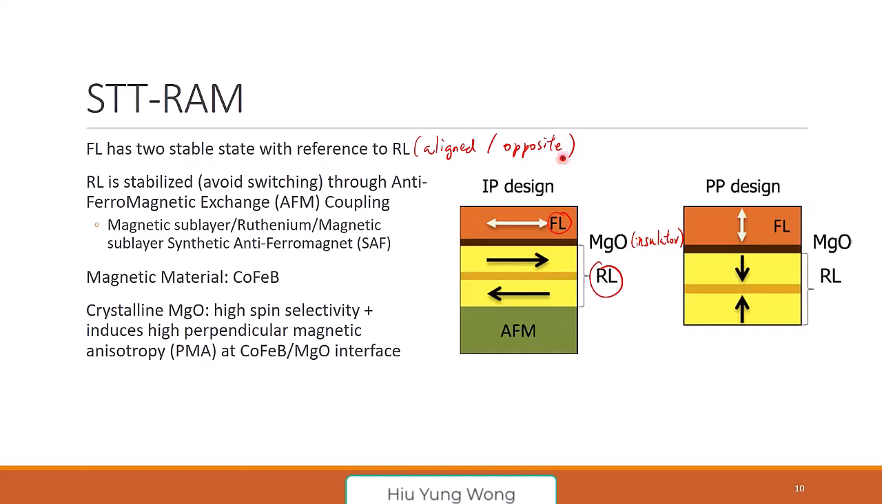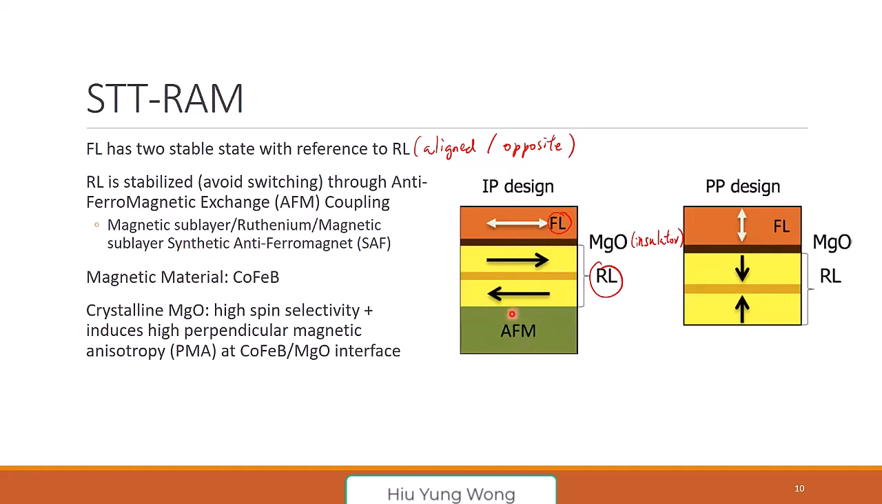And how do we stabilize the reference layer? The reference layer needs to always be a reference, right? If it got flipped, then we get the wrong information. So what we do? We use so-called antiferromagnetic exchange coupling, right? Ignore this. You may see this in the literature, but the main point is you see that we have magnetic sublayer, ruthenium, magnetic sublayer.